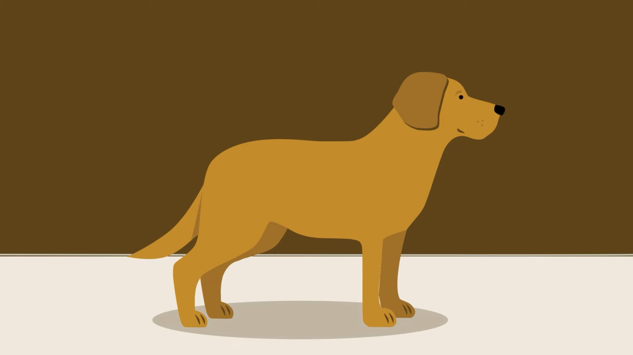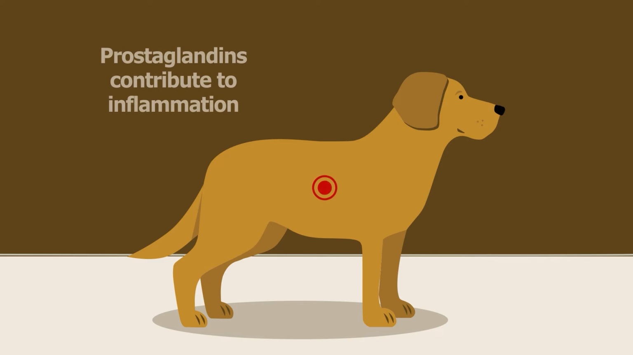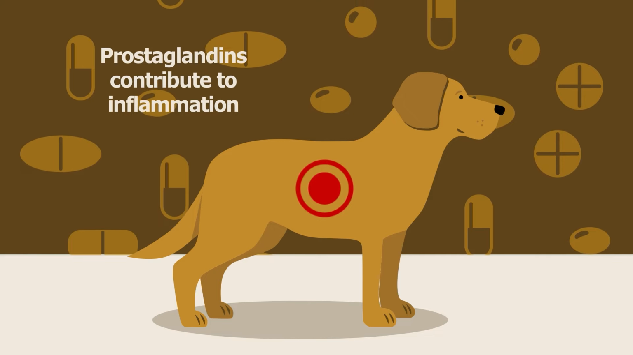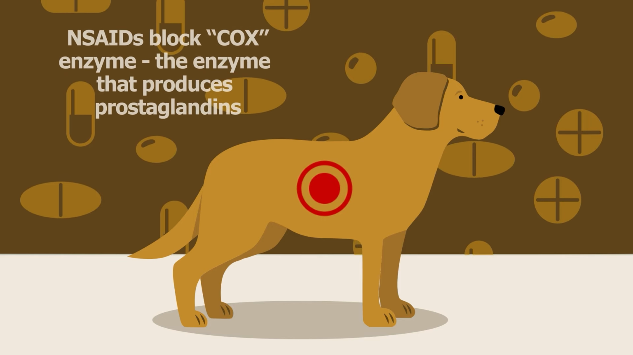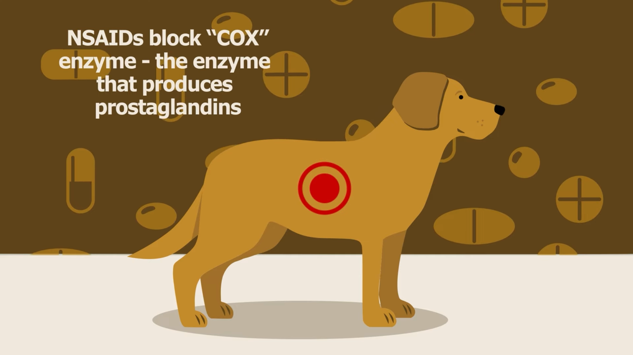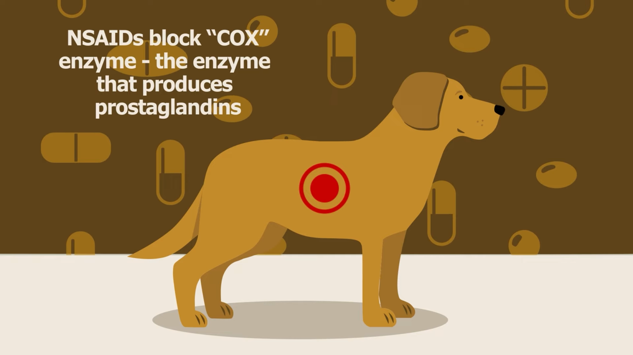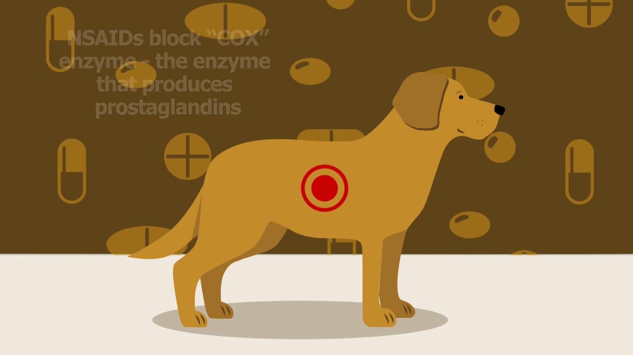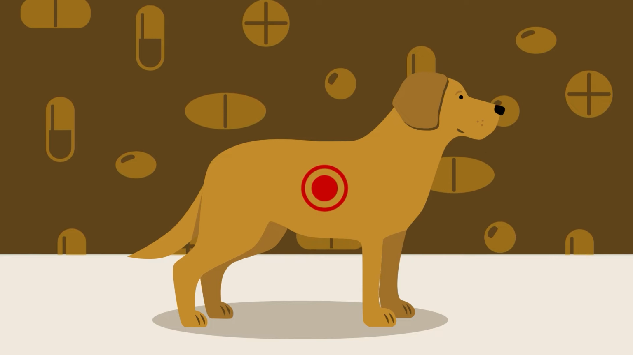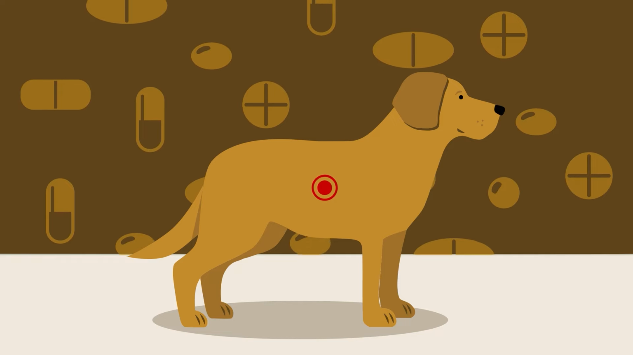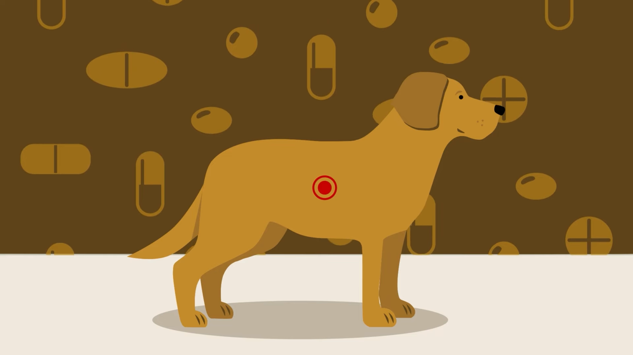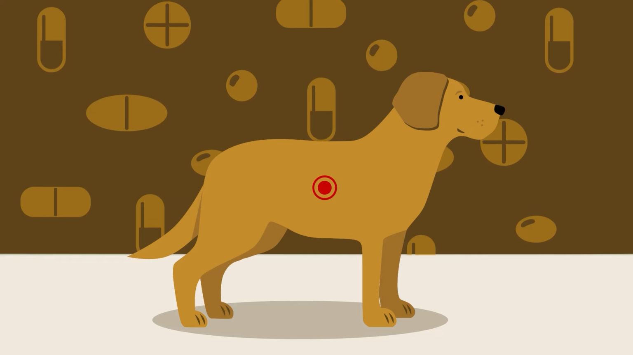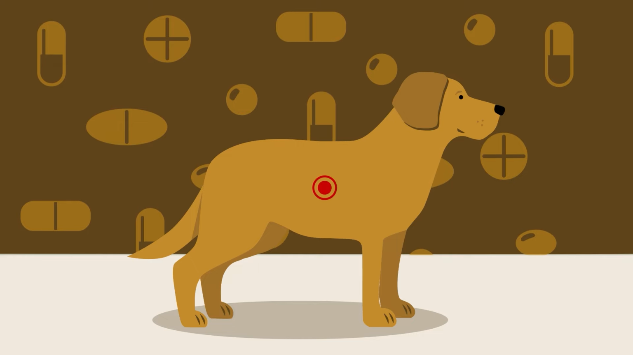Prostaglandins are hormone-like chemicals in the body that contribute to inflammation. Nonsteroidal anti-inflammatory drugs, or NSAIDs for short, block a specific enzyme called cyclooxygenase, or COX, used by the body to make prostaglandins. By reducing production of prostaglandins, NSAIDs help reduce inflammation and associated pain. That's the good news. Sadly, NSAIDs also have common side effects.